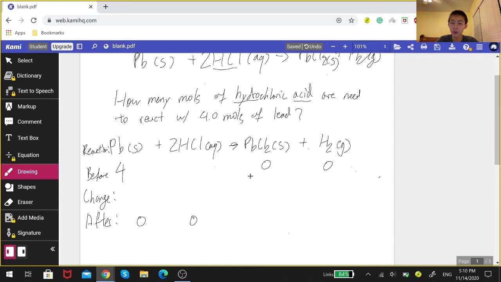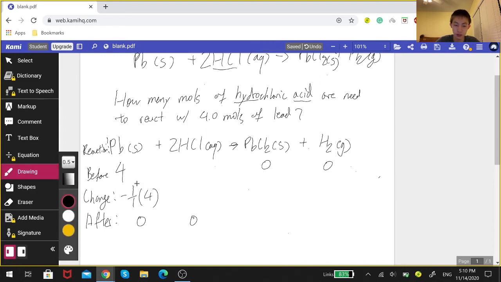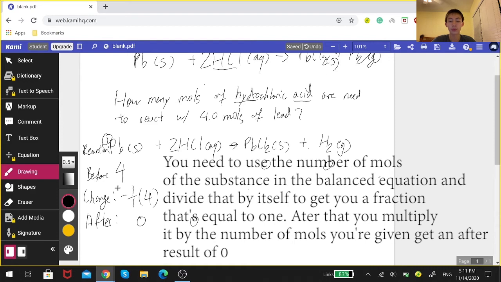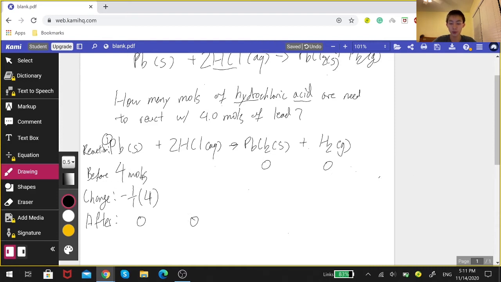So now they told us there's 4 moles of lead to start off with. The change has to be fully used up, and we use the coefficient over here, which is 1. So minus 1 divided by 1 times 4 equals minus 4. Right? 4 minus 4 is equal to 0. This 1 came from here. And to start off, what we're given has to equal 1, so that when multiplied by this, which came from before, it has to equal 0. Now that we know before there's 4 moles, change minus 4, after we got 0.